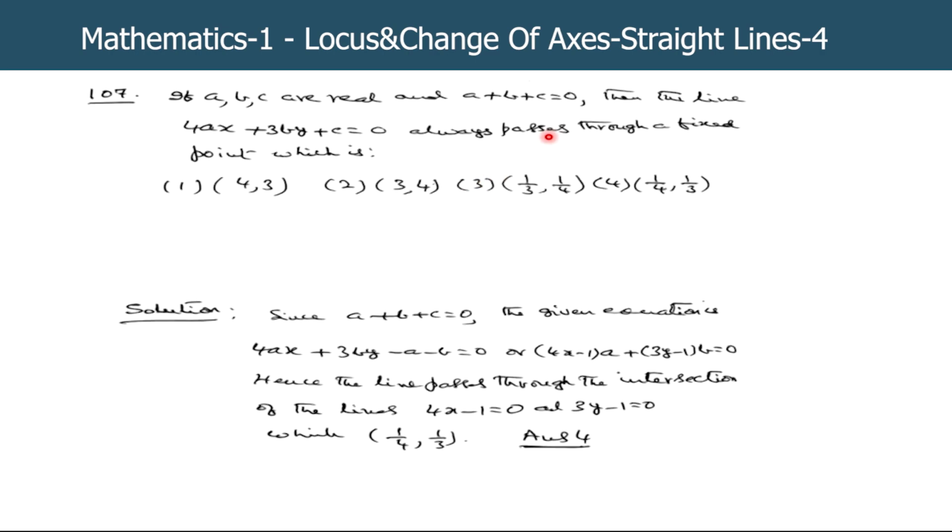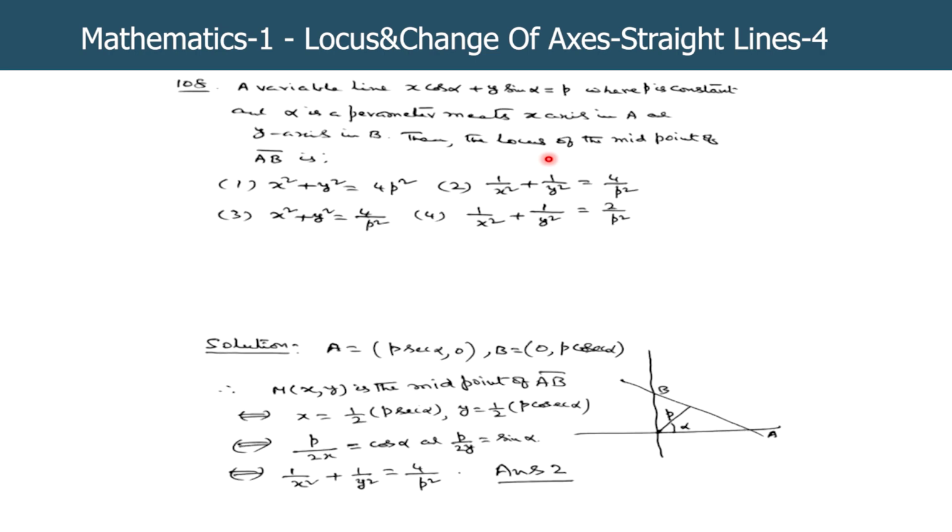Because again we put the given equation in the form L1 plus lambda L2 equal to 0, so that the line passes through the intersection of L1 equal to 0 and L2 equal to 0. That's why we have written 4AX plus 3BY minus A minus B as (4x minus 1) into A plus (3y minus 1) into B equal to 0. So this equation represents a straight line passing through the point of intersection of 4x minus 1 equal to 0 and 3y minus 1 equal to 0.